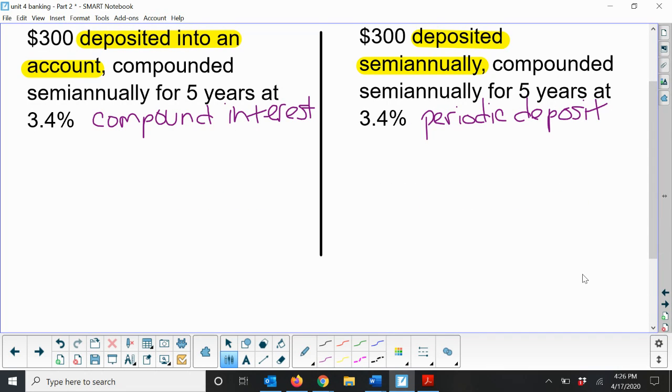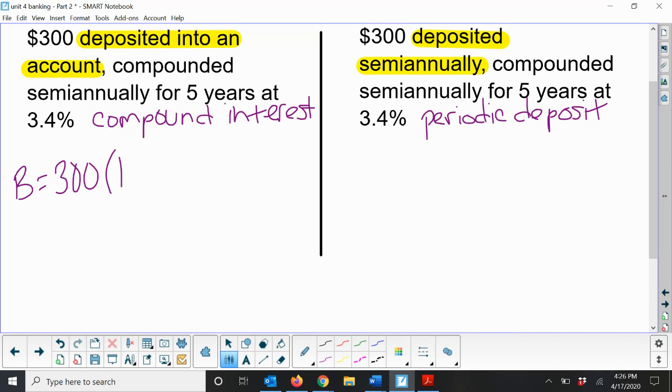Again, those regular deposits is a periodic deposit, and when it is only one deposit, that is when we just use compound interest. And so next, I need to go ahead and plug this into my compound interest formula for the first one.